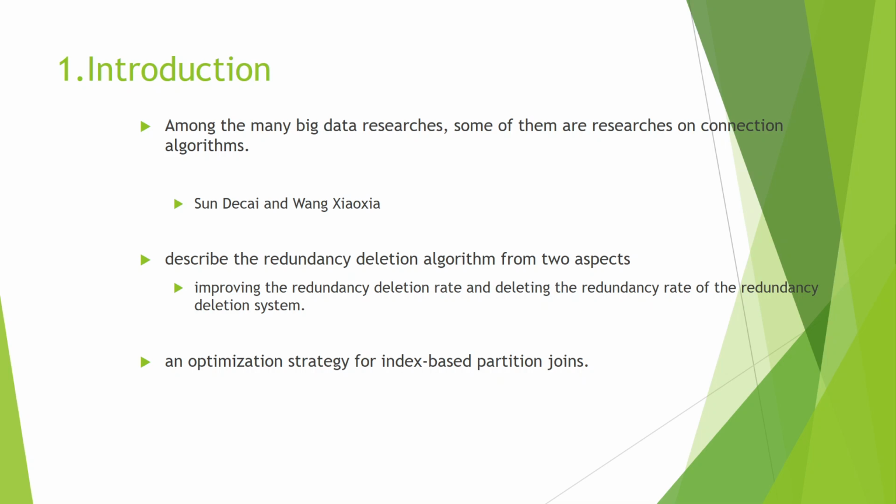Among the many big data researches, some of them are researches on connection algorithms. For example, Wencai and Wencai proposed an improved self-join algorithm based on MapReduce by analyzing the self-join redundancy in current similar joining algorithms, and the complexity of reading original strings. Adding filtering conditions in the filtering stage of the improved algorithm can eliminate its own redundancy. In the verification phase, redundancy techniques such as positive and negative candidate pair generation and combined ID are used, and the data set only needs to be read once when reading the original string content.